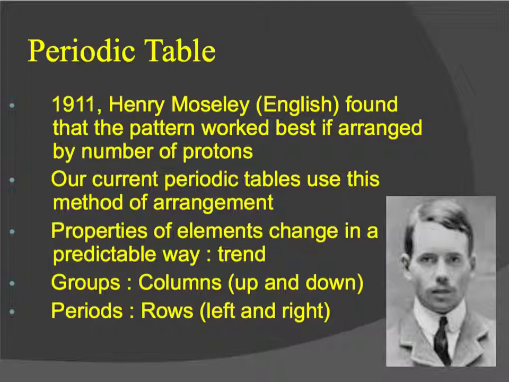And periodic trends have to do with the properties of the elements and how they change in a predictable way as you go up or down or to the left or to the right on the periodic table. And just to remind you, groups are the columns that go up and down, 1 through 8A, and then the transition metals. And periods are what we call the rows that go from left to right.